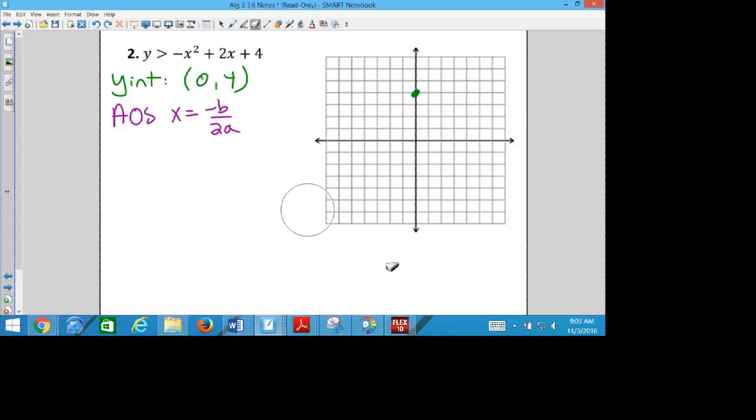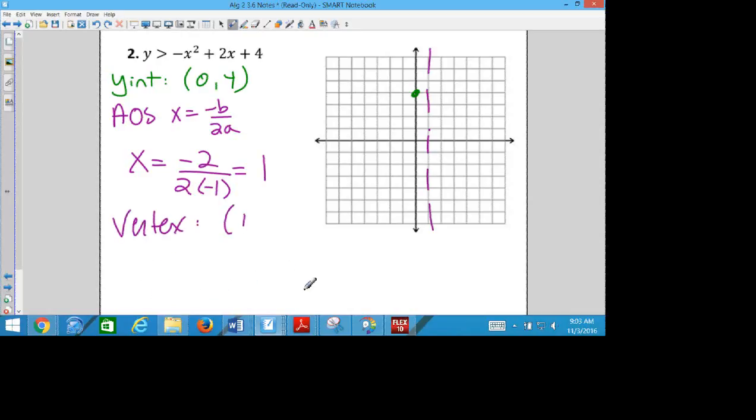There we go. All right, so we're going to do -b/2a. -2/2 times -1. So the AOS is x = 1. And then from there, we find our vertex by plugging in 1 to find the y value. So we do -(1 squared) plus 2 times 1 plus 4. I've seen a lot of us not doing order of operations correct over here. You do squared first, then negative. You get -1 plus 2 plus 4. 5.